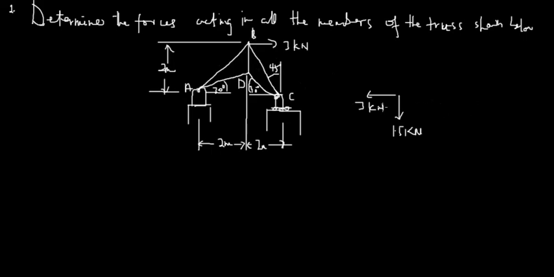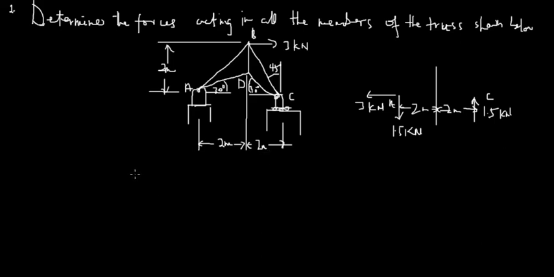At point A, and then at point C, we have only one force acting in this direction as 1.5 kilonewtons. This is point C, so this is point A, and this is point C. Right. And then we have 2 meters and 2 meters, so a total of 4 meters, at an interval of 2 meters, 2 meters.